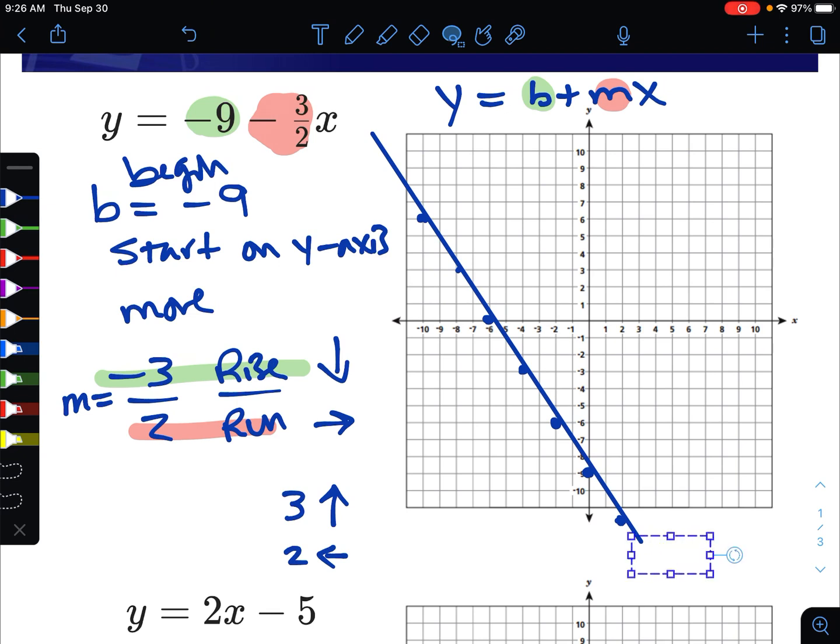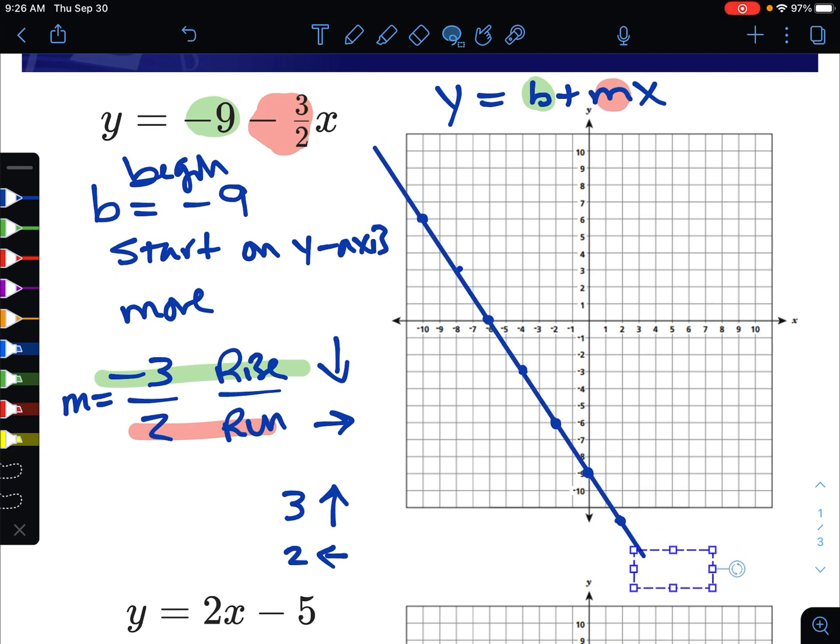So I'm going to use my ruler, make a nice long line. I go a little bit off the grid on either side to make sure I filled up the space as best as I can. And I'm going to put arrows on the ends to show this line could keep going. There's no context here to say that it shouldn't. And I'm going to label this line with the equation of the line. So this is y equals -9 minus 3/2 x.